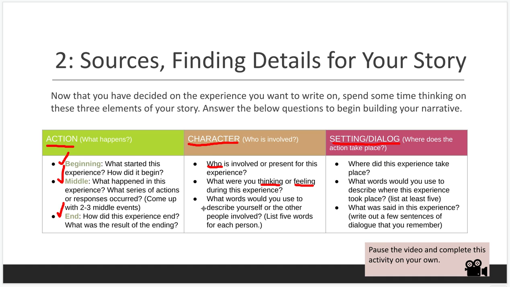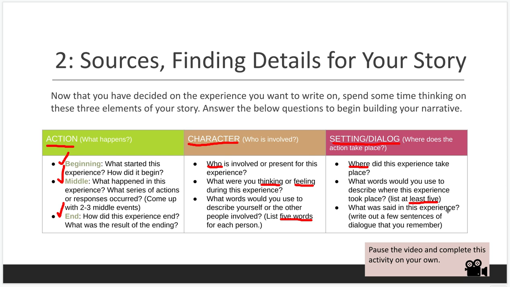Now, what I recommend doing is for each character in your story, try to list 5 descriptive words for that person. And when you go to write, that'll help you have something to put down. For setting and dialogue, something similar. You need to make sure your reader understands where this took place and when it took place, and what words you would use to describe this experience. Try to come up with at least 5.